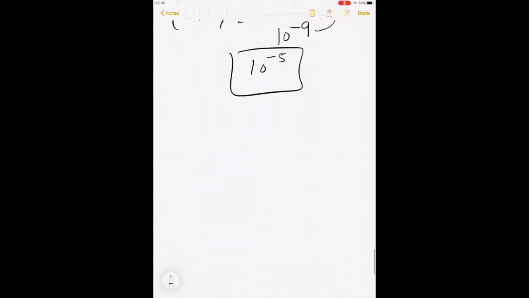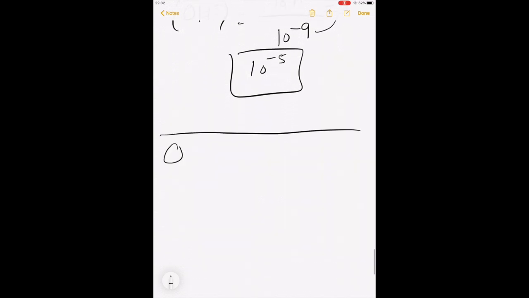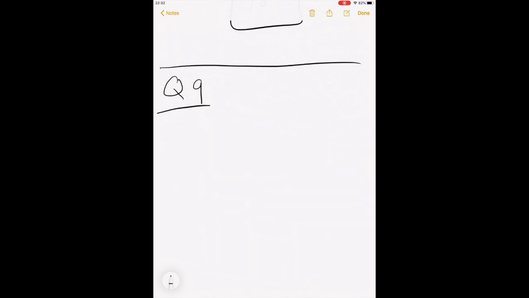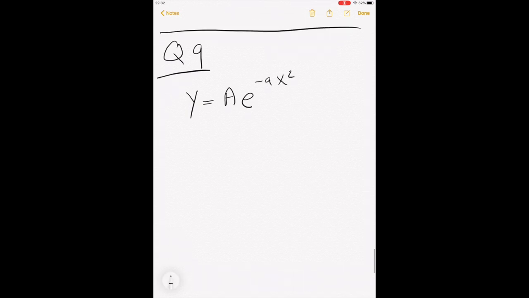Let's look at the next question. Question 9. And that is looking at straight line equations. And for that one, you have the equation here, y equals a e to the power of ax squared. Let's recall the equation for a straight line.